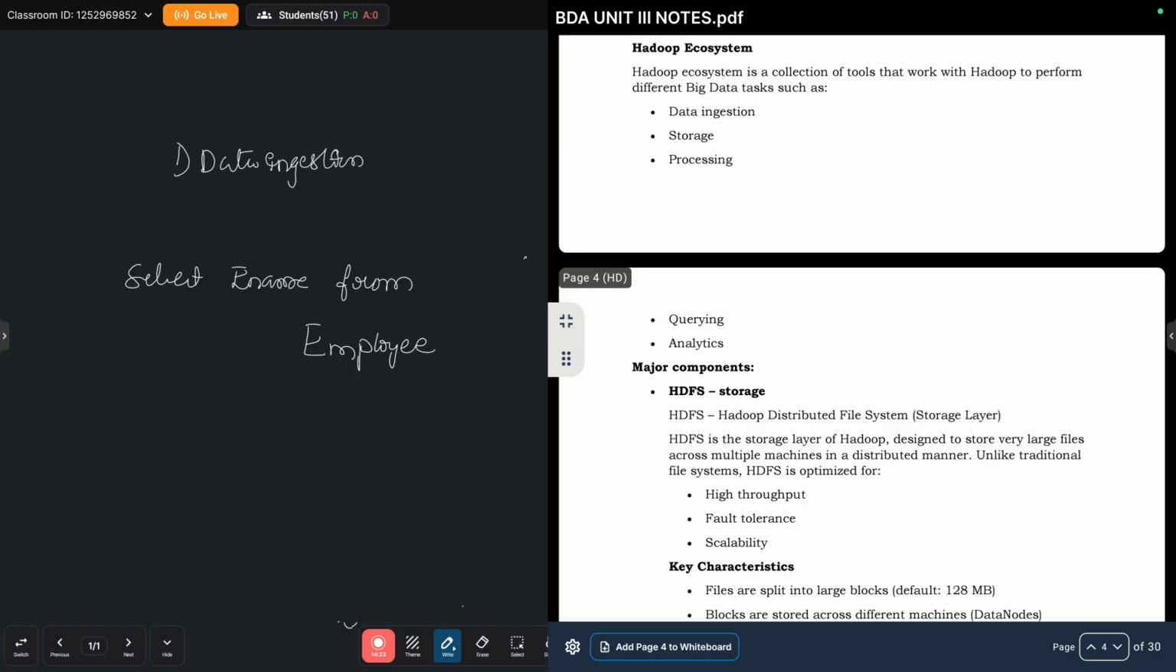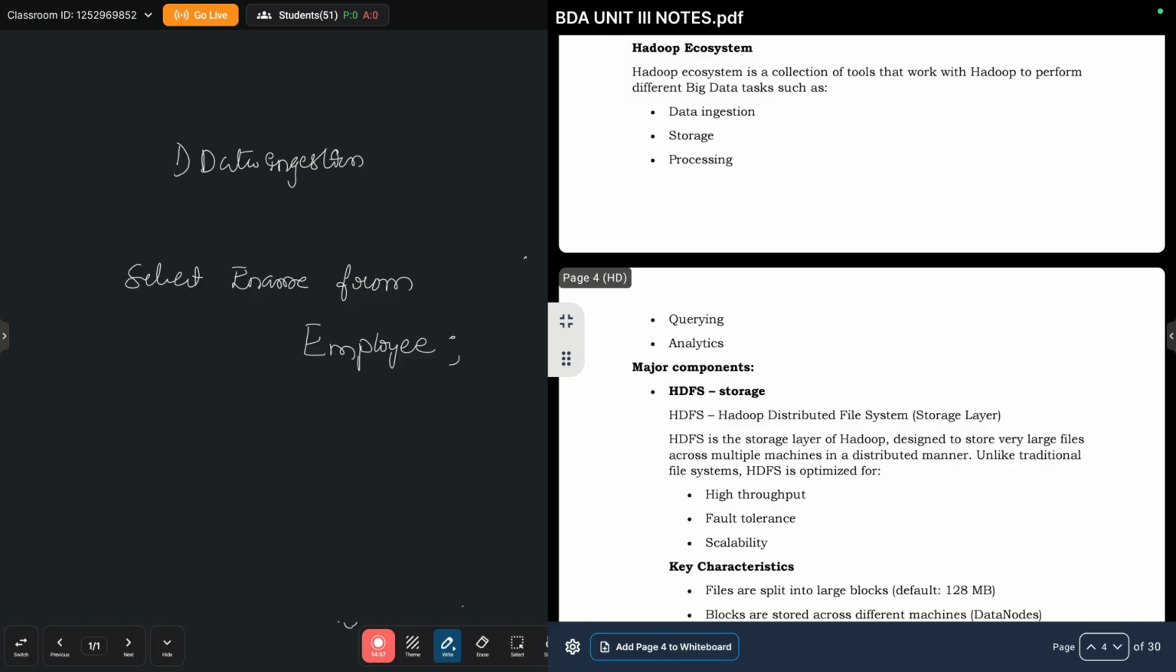Okay, so we'll retrieve all the data, right? The output is in the form of a table which consists of all the employee names. So like this we'll use the queries. Whereas coming to big data, here we are using NoSQL, because the data consists of structured, semi-structured, and unstructured data. So our traditional SQL programming language is not suitable to query the data.